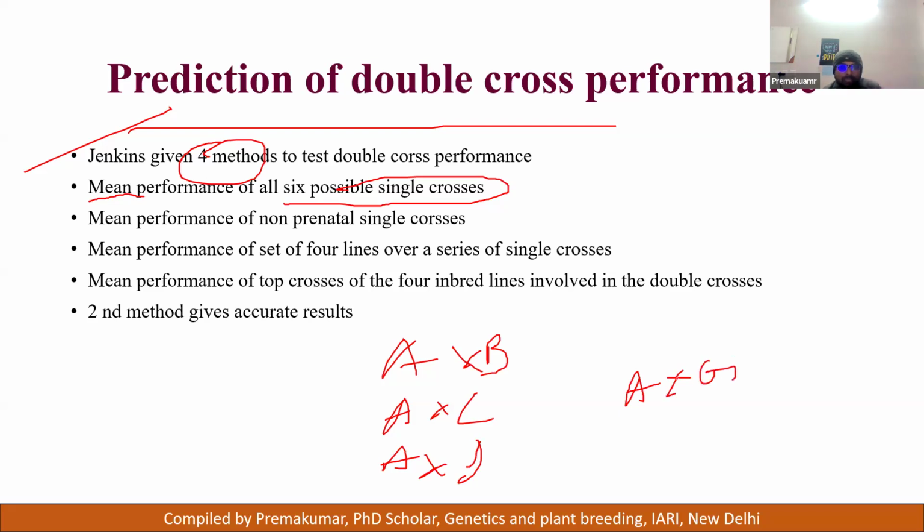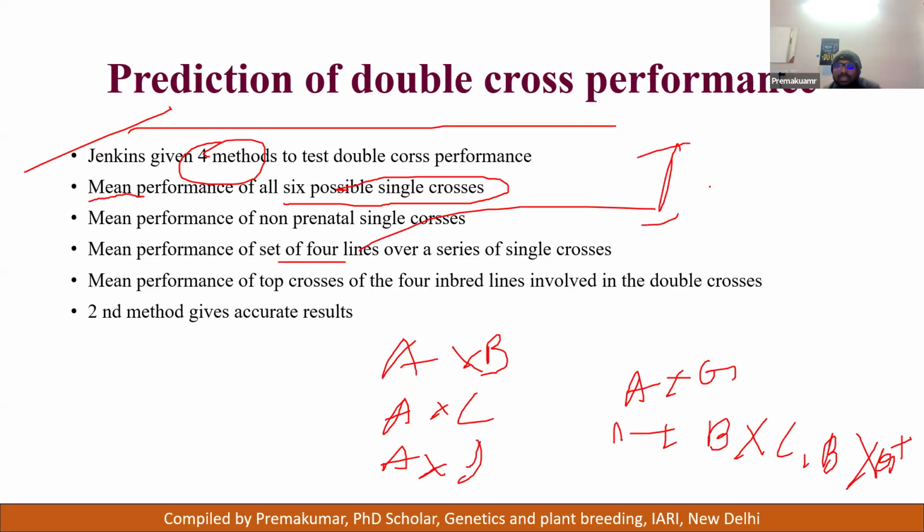There will be a set of inbreds: A to G, then again B into C, B into G, and so on. It means there will be a set of 4 lines over a series of single crosses. First you select your inbred, then you make single cross hybrids with some other individuals, then take the performance, then you sum up and you evaluate.